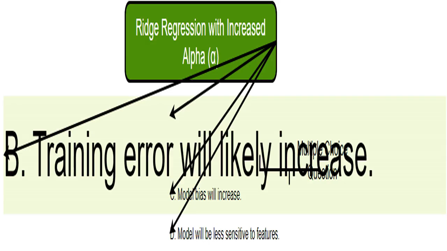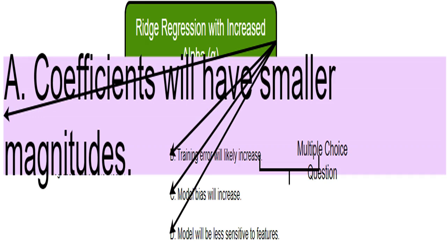Increasing alpha simplifies the model by shrinking coefficients. This simplification means the model is less flexible, and I find that leads to a higher bias. The model makes stronger assumptions about the data, potentially missing important details. Because increasing alpha simplifies the model, it becomes less able to perfectly fit the training data. This results in a larger training error, even though the model generalizes better to new data.